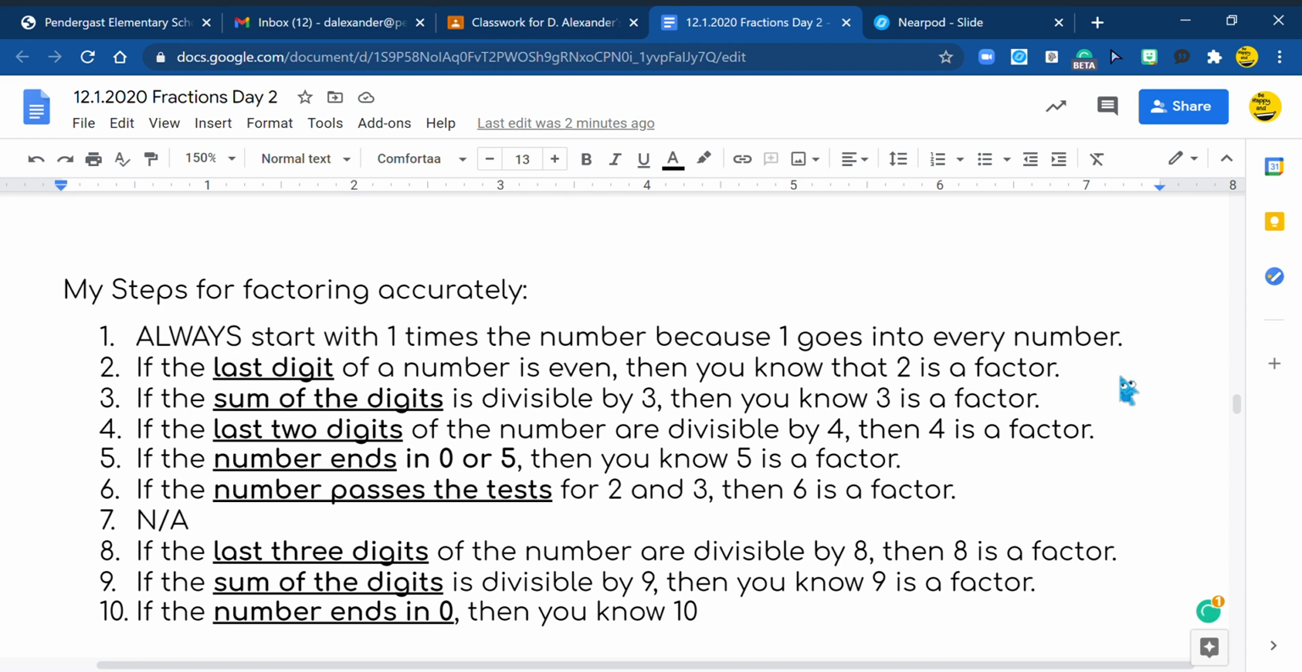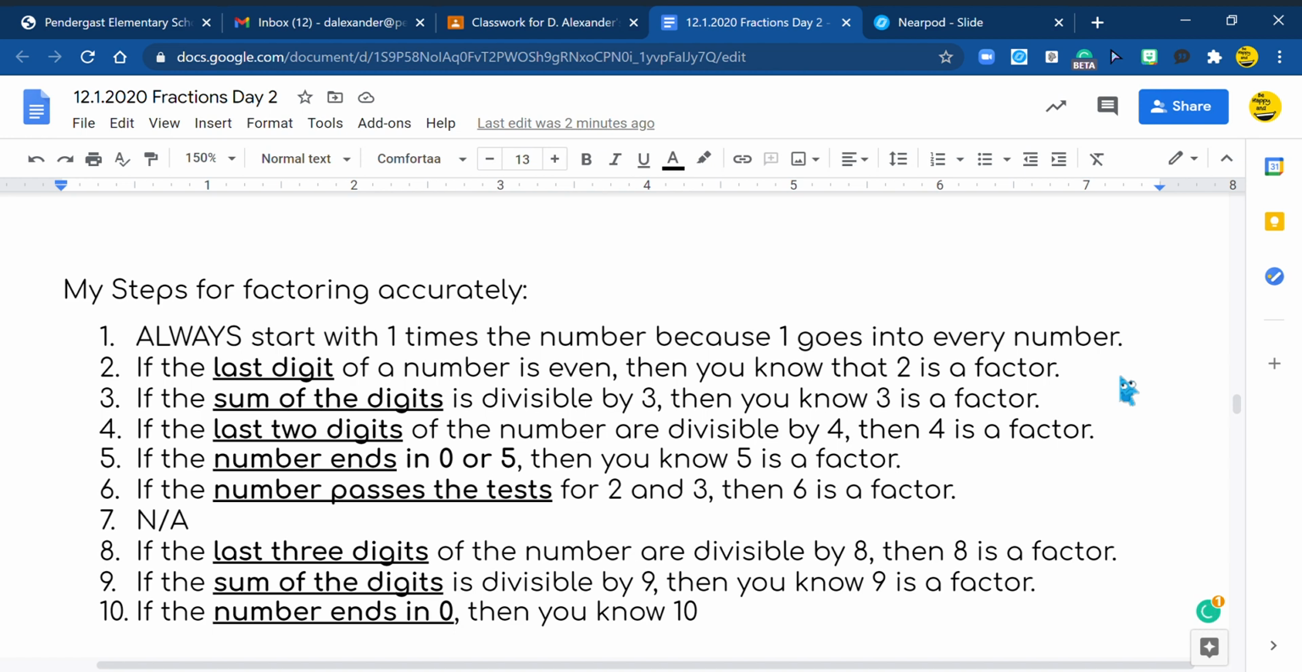partner is. Then 3: if the sum of the digits is divisible by 3, so that means I add up my digits. If I can divide it by 3, then I know 3 is a factor. And then I quick divide by 3 to find out what my other digit, its friend, is. Then for 4, if the last 2 digits of the number are divisible by 4, then 4 is a factor. Again, I look at just the last 2 numbers. And then if it is, I divide by 4 and find out what its partner is.